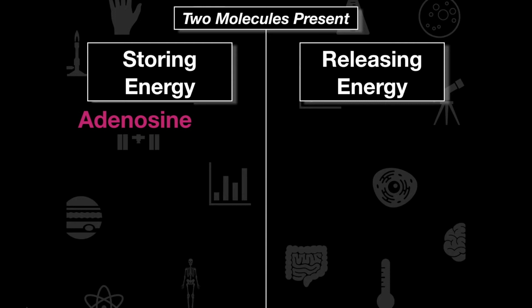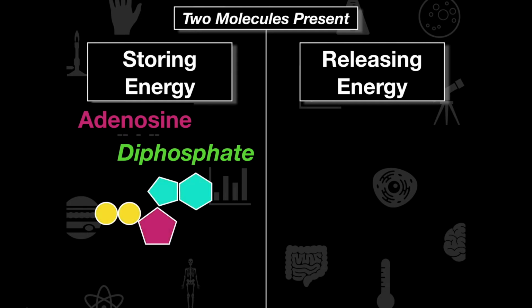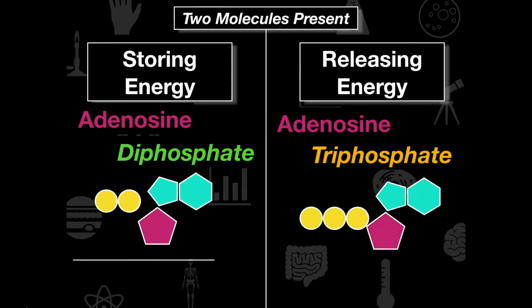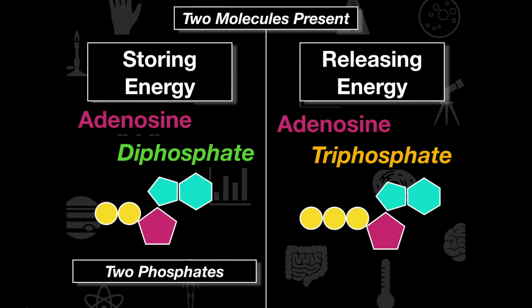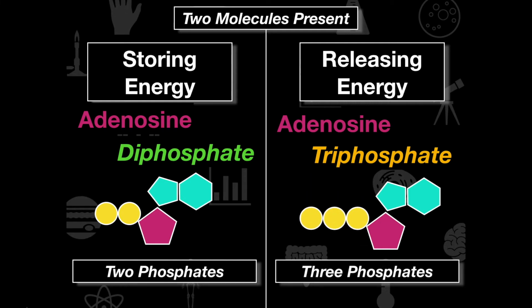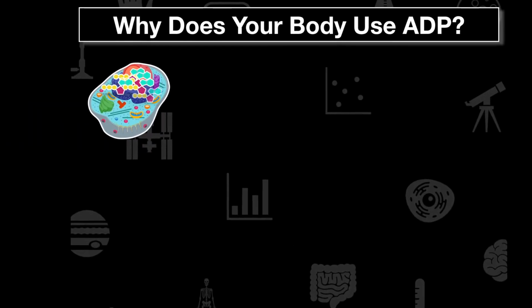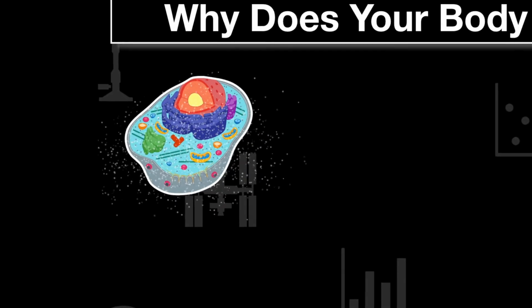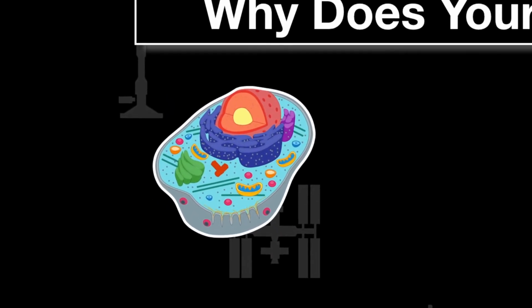So when we're talking about really short-term storage of energy, we're talking about adenosine diphosphate. Adenosine diphosphate is different from adenosine triphosphate because it's missing one of the phosphate groups. In adenosine diphosphate, we have two phosphate groups, whereas in adenosine triphosphate, there are three phosphate groups. One of the common misconceptions that people have is that the cell is full of all of these ATP molecules, and that's just not the case.